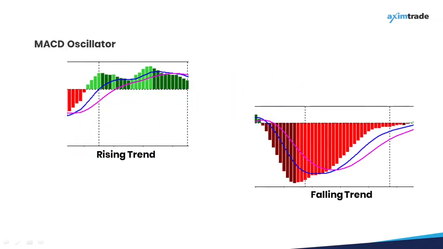MACD Oscillator. The MACD is a trend following momentum indicator that shows the relationship between two moving averages of an instrument price. It is often used by traders to determine whether bullish or bearish momentum is high, allowing them to determine entry and exit points in the market.